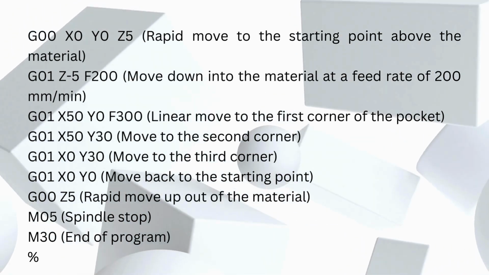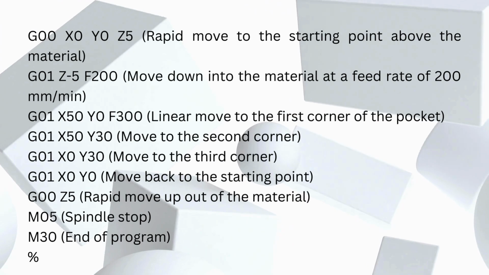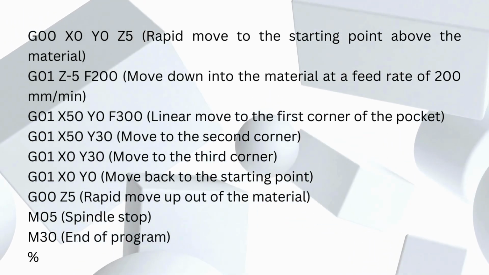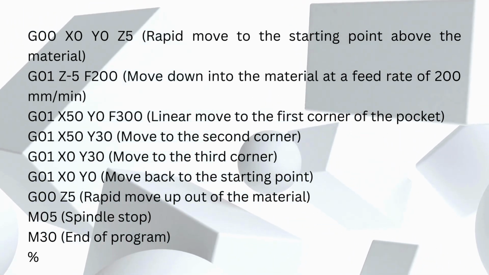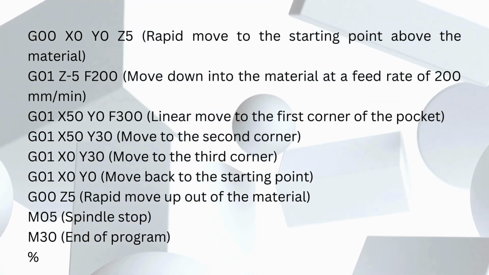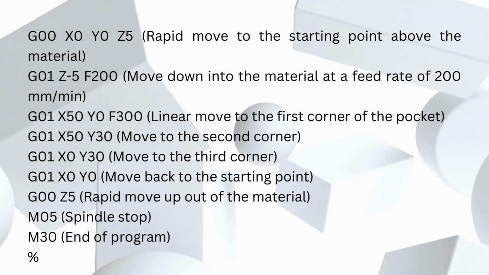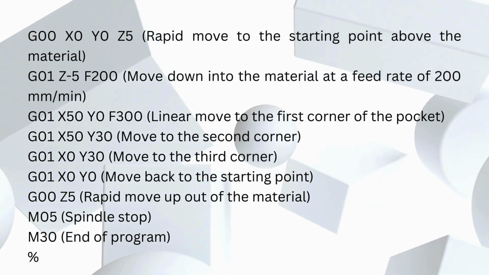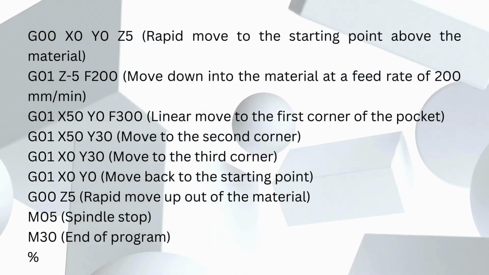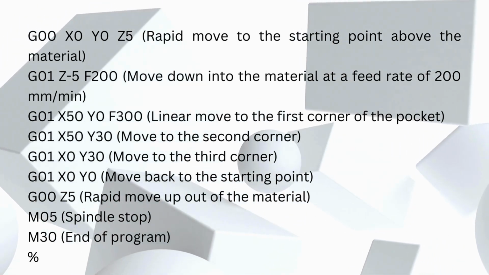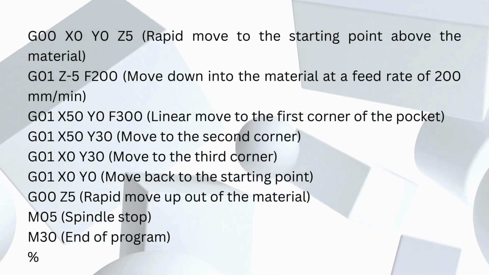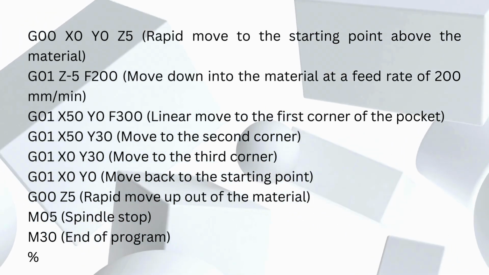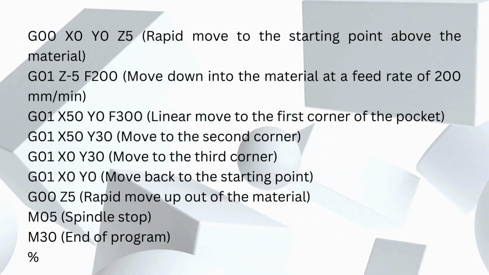G01 Z5 F200, move down into the material at a feed rate of 200 mm per minute. G01 X50 Y0 F300, linear move to the first corner of the pocket. G01 X50 Y30, move to the second corner. G01 X0 Y30, move to the third corner. G01 X0 Y0, move back to the starting point. G00 Z5, rapid move up out of the material. M05, spindle stop. M30, end of program.